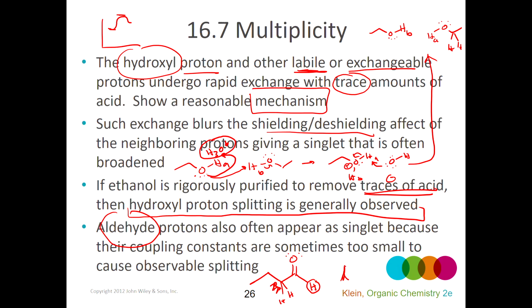But when the two peaks are very close, because the coupling constant is super, super small, it might look like a singlet. So you've got to be a little bit careful about protons that are part of an aldehyde functional group. Even if there are adjacent protons, you might not see splitting because the coupling constant would be too small for you to discern the two peaks as being different.